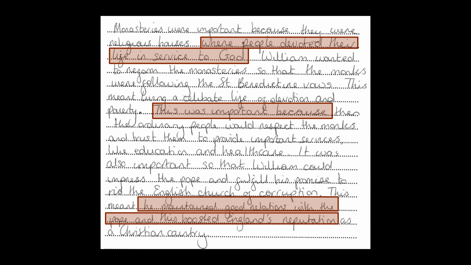This was important because then the ordinary people would respect the monks and trust them to provide important services, like education and healthcare. It was also important so that William could impress the Pope and fulfil his promise to rid the English Church of corruption. This meant he maintained good relations with the Pope, and this boosted England's reputation as a Christian country.